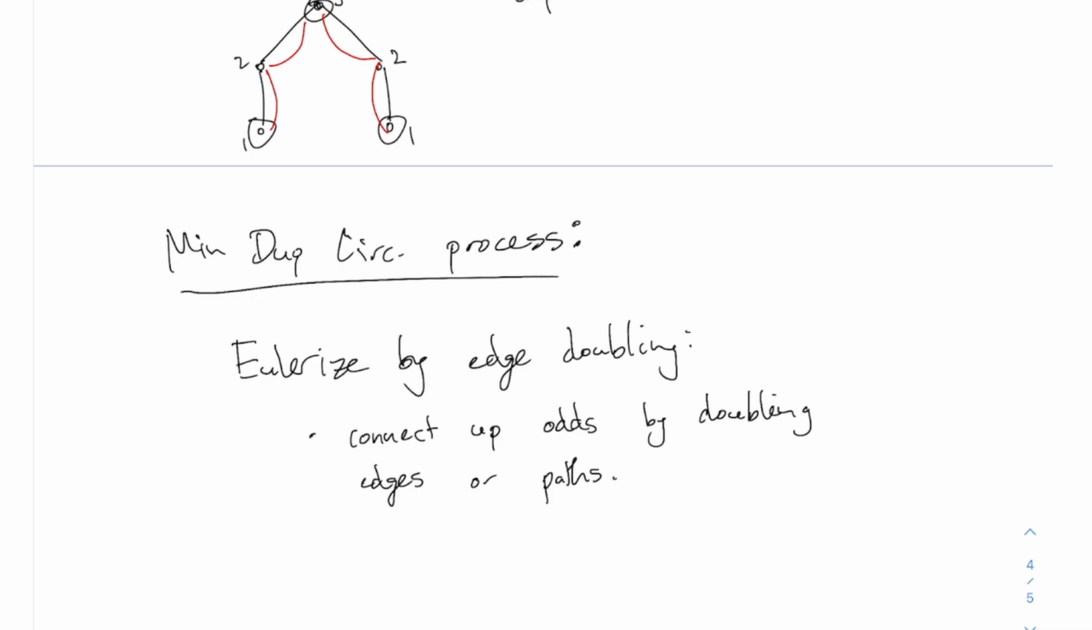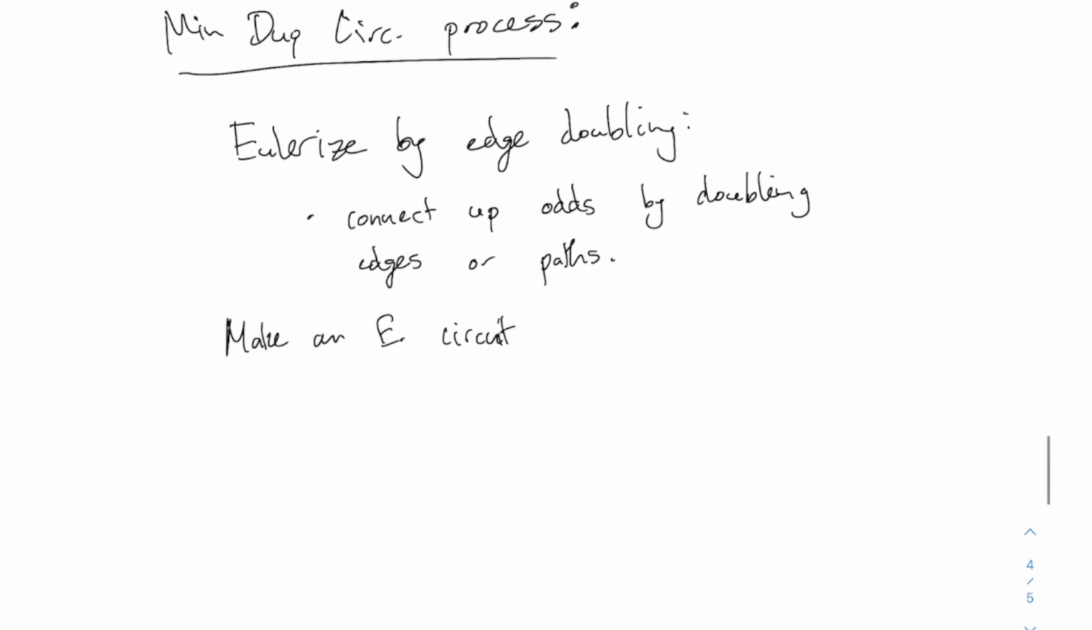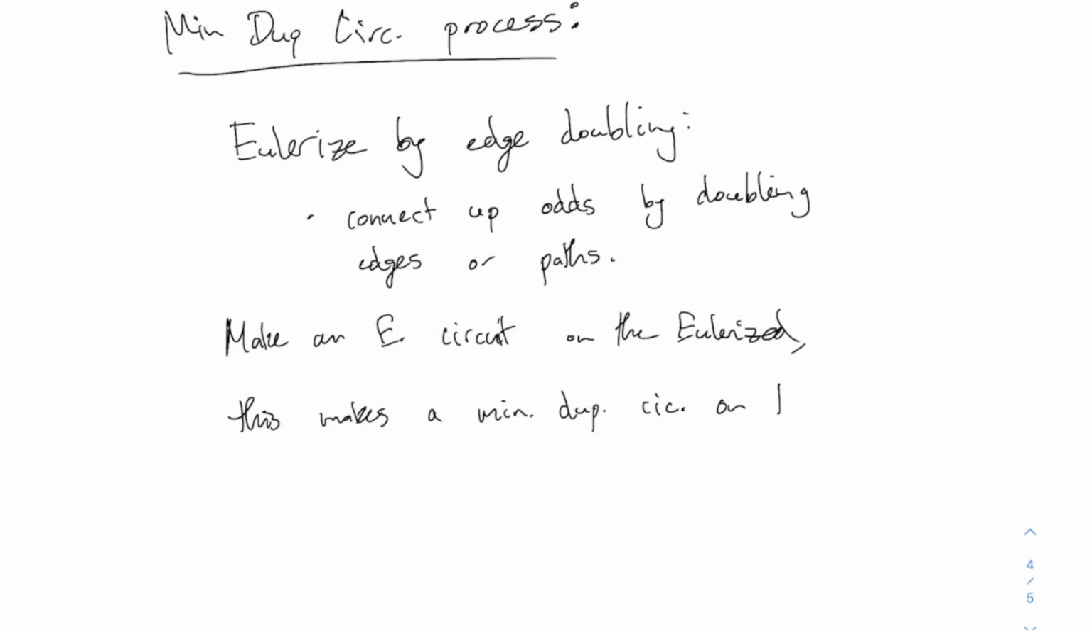And then make an Euler circuit because you've turned all of the degrees even. So after you Eulerize, you make an Euler circuit on the Eulerized graph. And then that same circuit makes a minimum duplication circuit on the original graph. All right, this is the process. I got some for you to try.